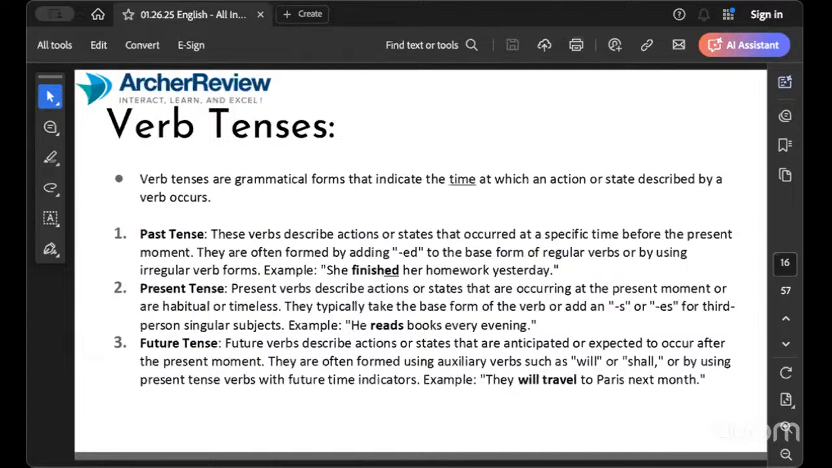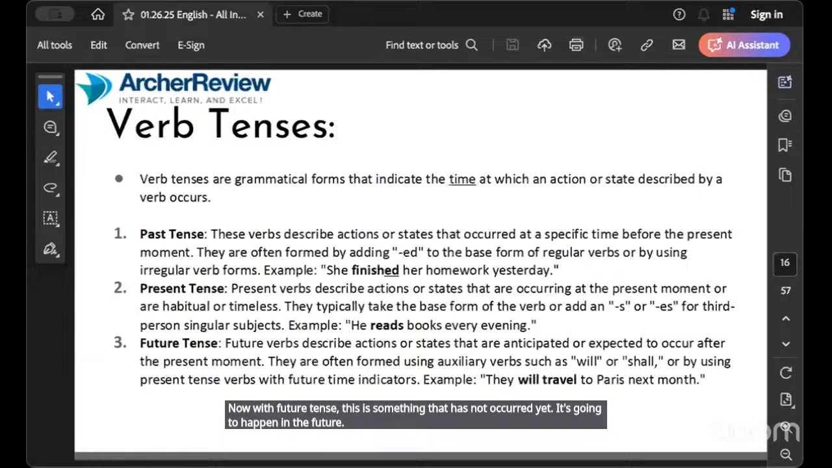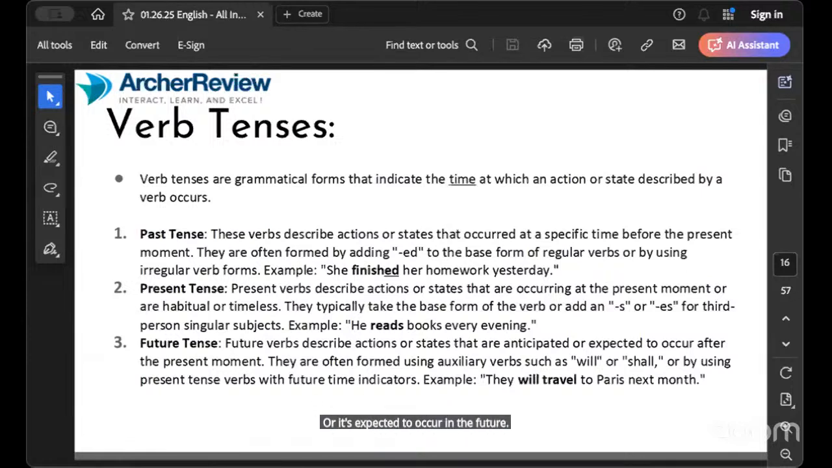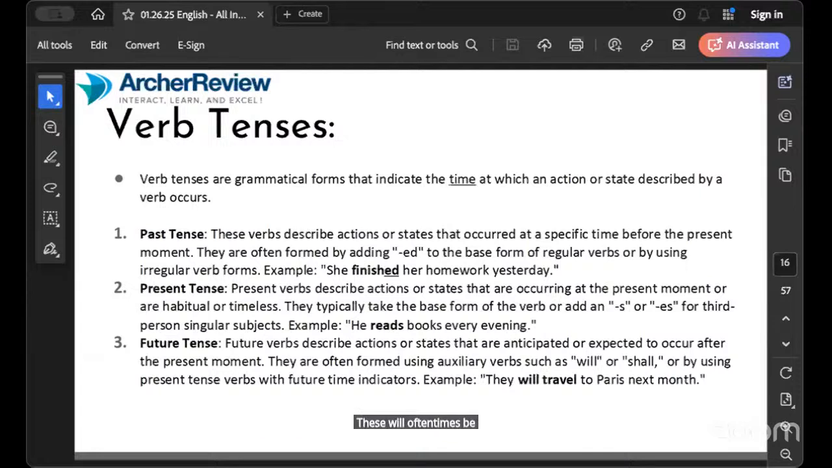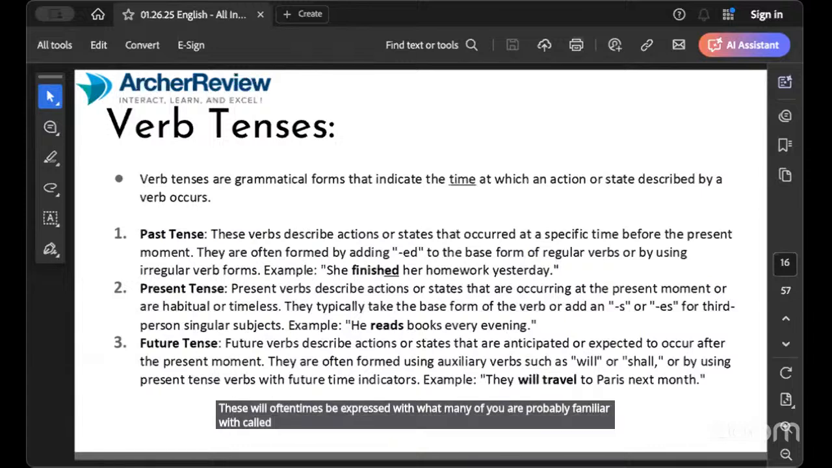Now, with future tense, this is something that has not occurred yet. It's going to happen in the future, or it's expected to occur in the future, but it's not happening at the present moment. These will oftentimes be expressed with what many of you are probably familiar with, called helping verbs. So this is where you will add will or shall in front of a present tense verb.